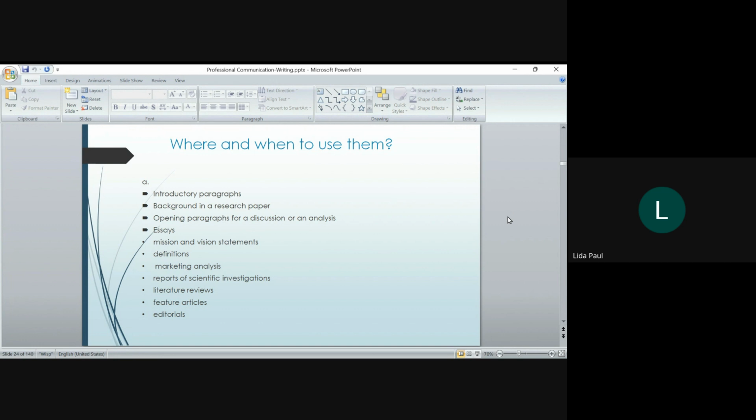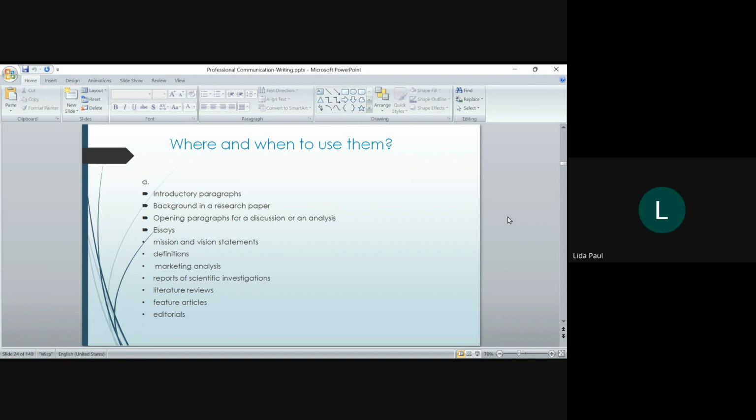Reports of scientific investigations. Literature reviews. What's a literature review? When you're accumulating a bunch of work that has been written or done in an area, and making a compilation of all that, again, you tell people, okay, this is what the following literature will talk about, and then give the details. That's how literature reviews work.